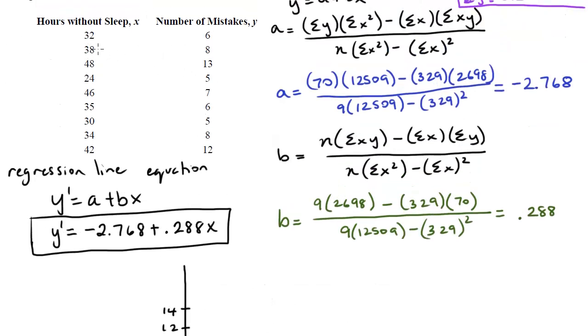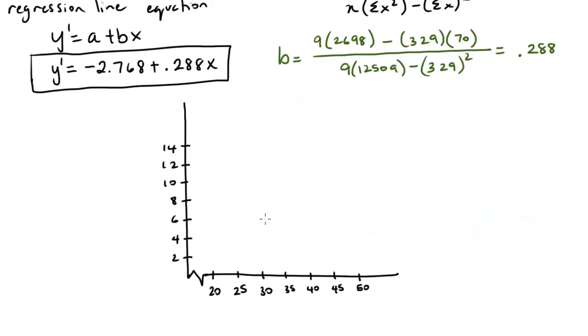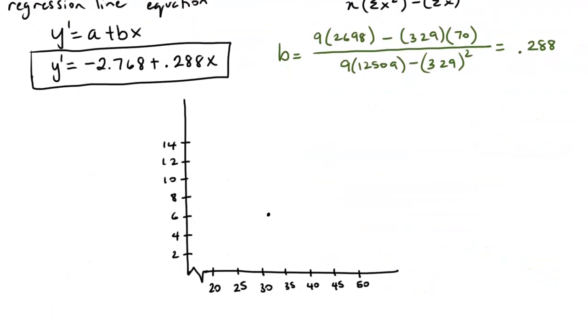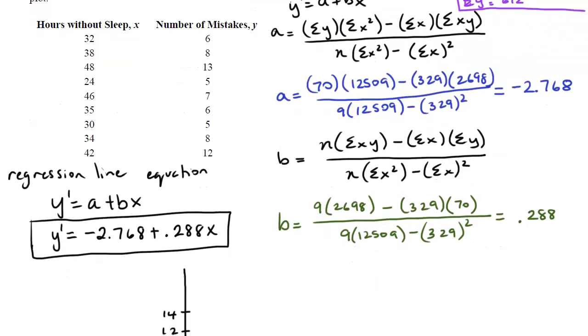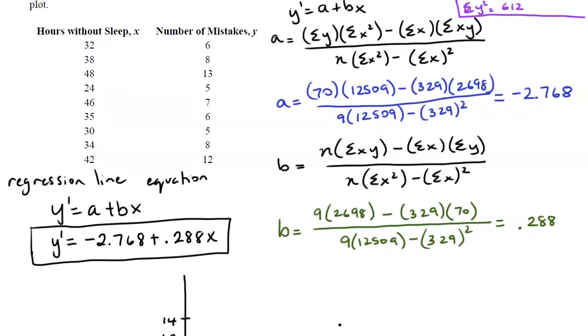X value is 32, Y value is 6. Let's plot that point. X value is 32, Y value is 6, somewhere around there. Do this for each point. 38, 8, 38, up to 8. Next one is 43, 48, 13. 48, all the way up to 13. I think that's about right there. 24, 5.